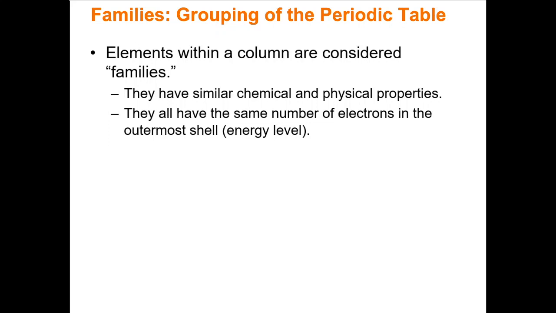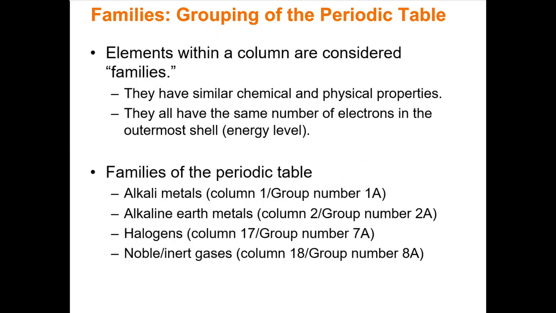Elements within a column, we often call these families, because they share similar chemical and physical properties. They have the same number of electrons in their outermost shell, in other words, in their valence. So something like sodium or lithium, these all have a valence of s1. They all have the same outermost shell.